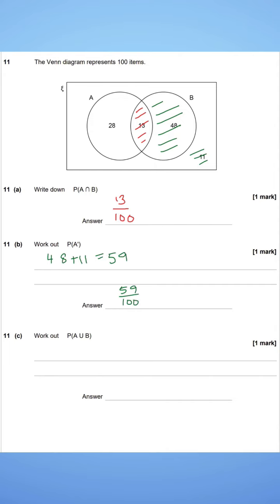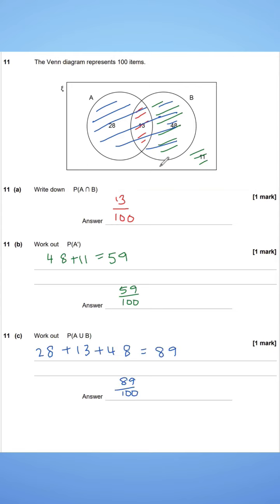Part C says, work out the probability of A or B. So the probability of A or B means everything which is inside this circle, excluding the set. This set is not included. So we would do 28 plus 13 plus 48, which is equal to 89. So the probability would be 89 over 100. You can also write these probabilities as decimals and percentages.